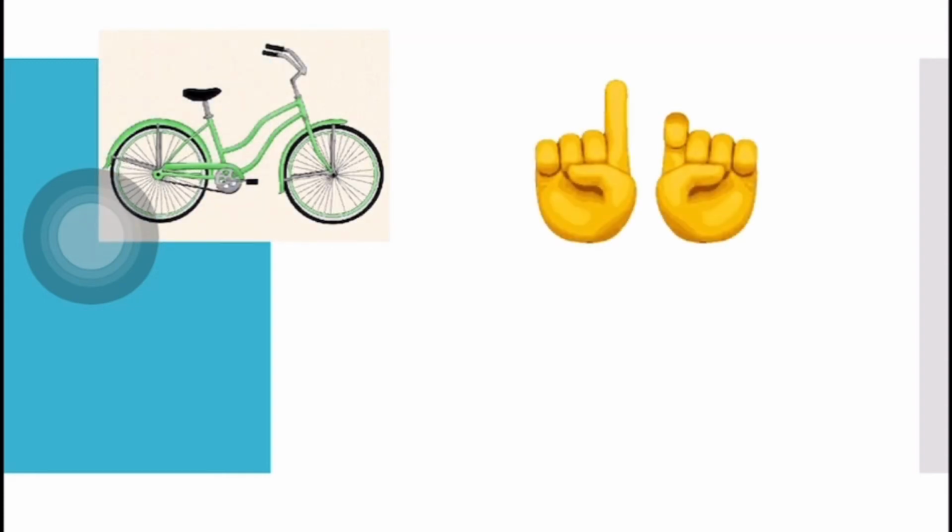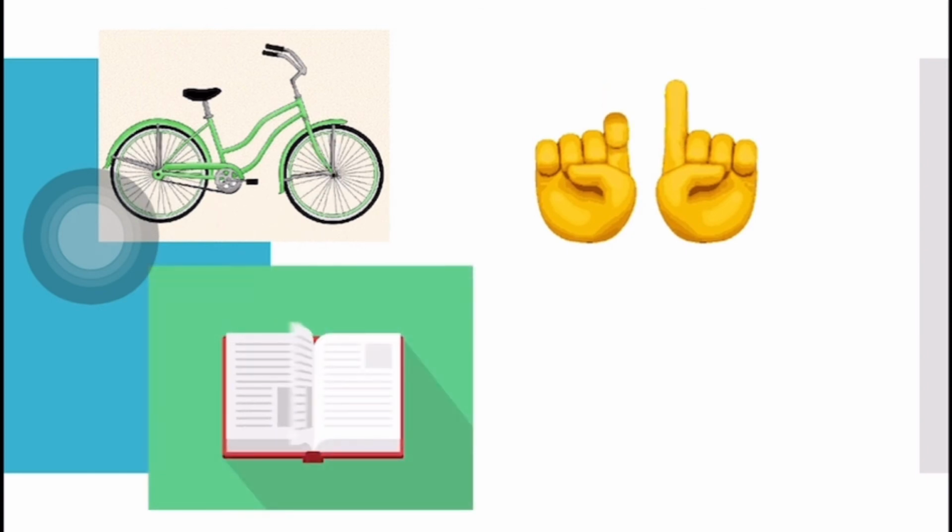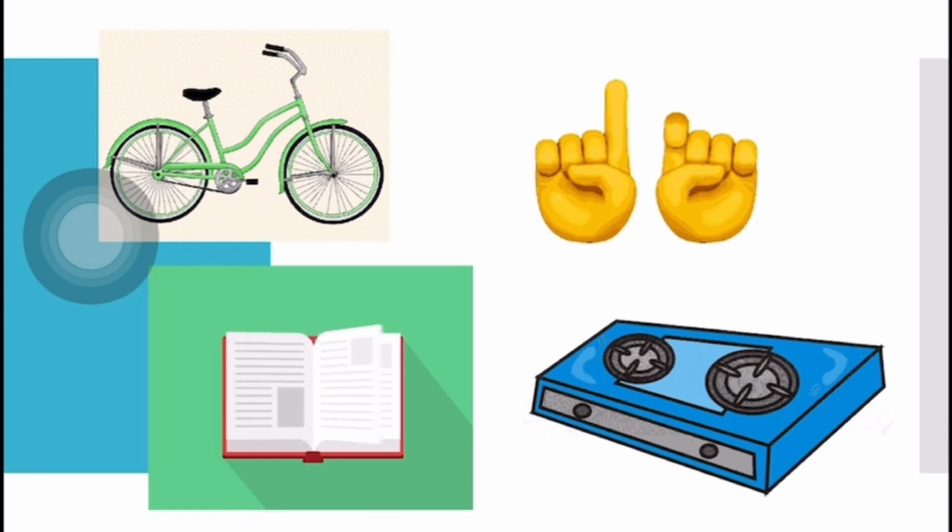Do you know that congruent figures can be seen in real life? The wheels of the bicycles, the little fingers of both hands, the pages of a book, and the burners of a gas stove show congruency. In this activity, your knowledge of congruent figures will be reactivated.